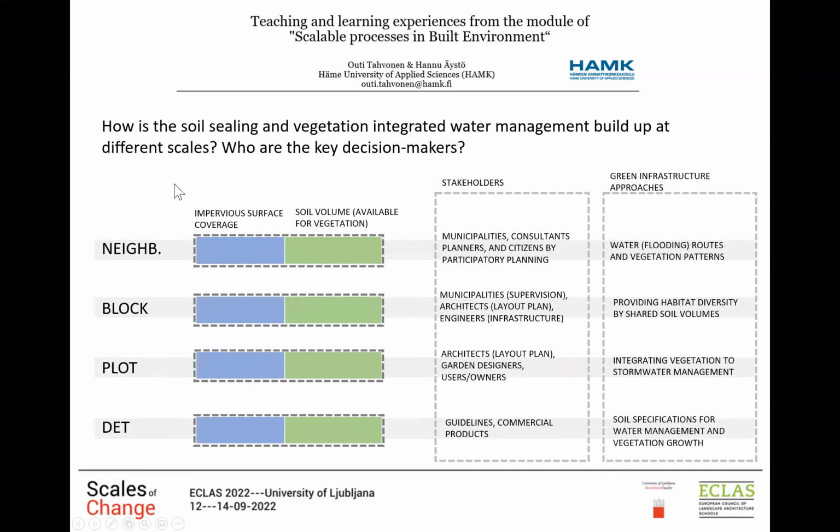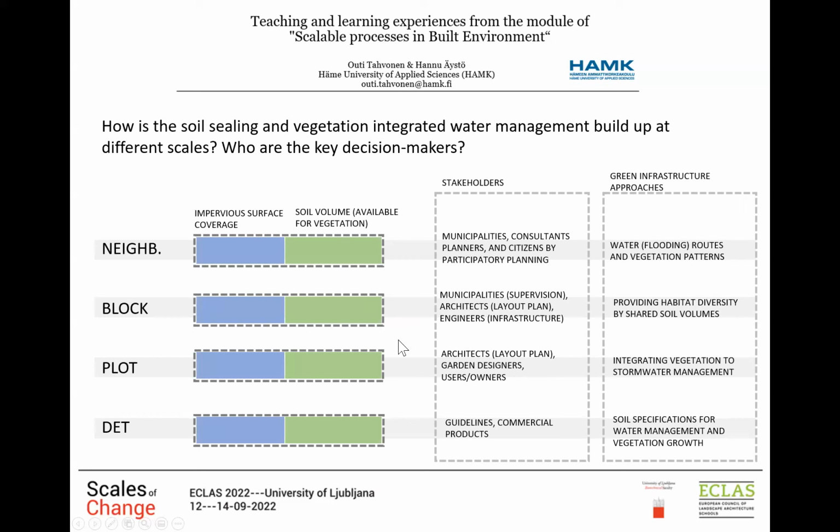This slide shows one of the outcomes as an example. So here the challenge is to see how the impervious surfaces and the soil volume available for vegetation are defined at different scales. So they are identifying stakeholders and what kind of solutions are provided at different scales.